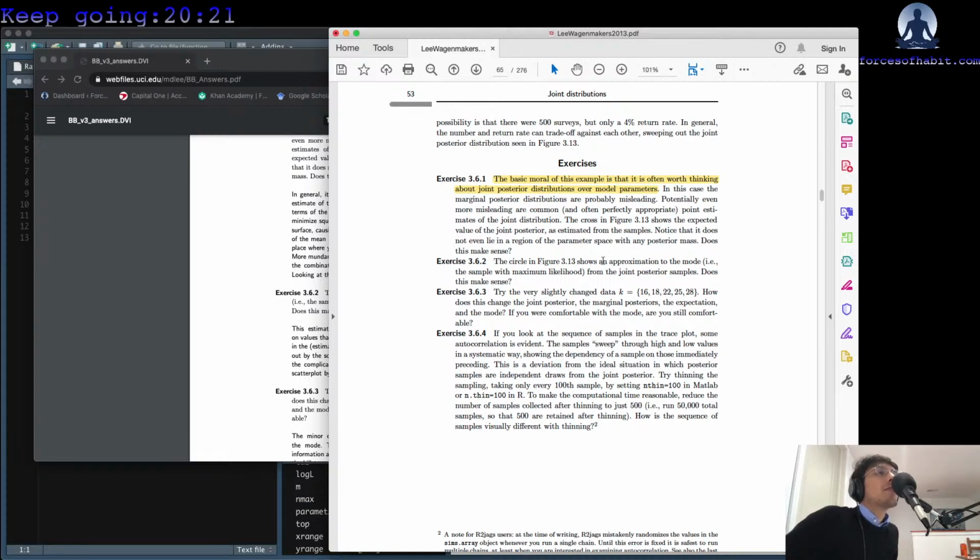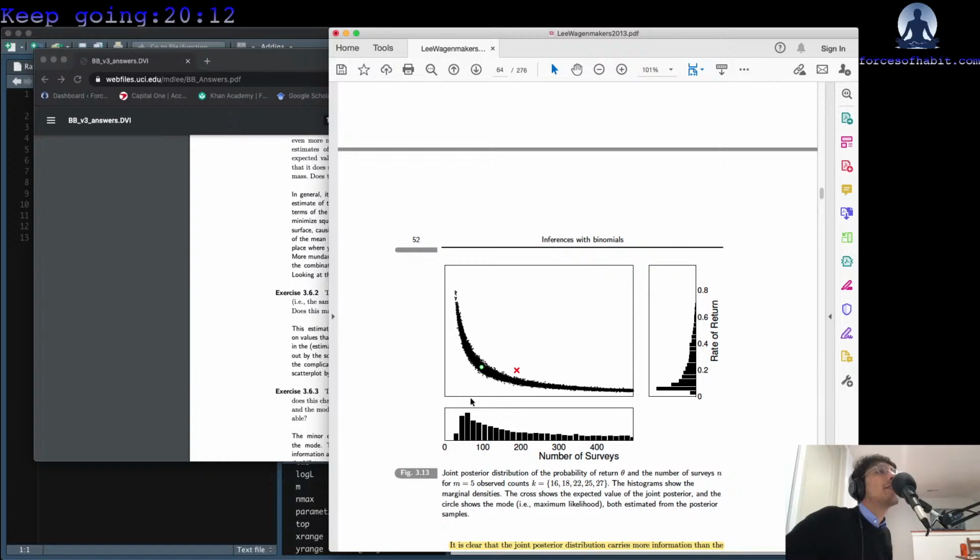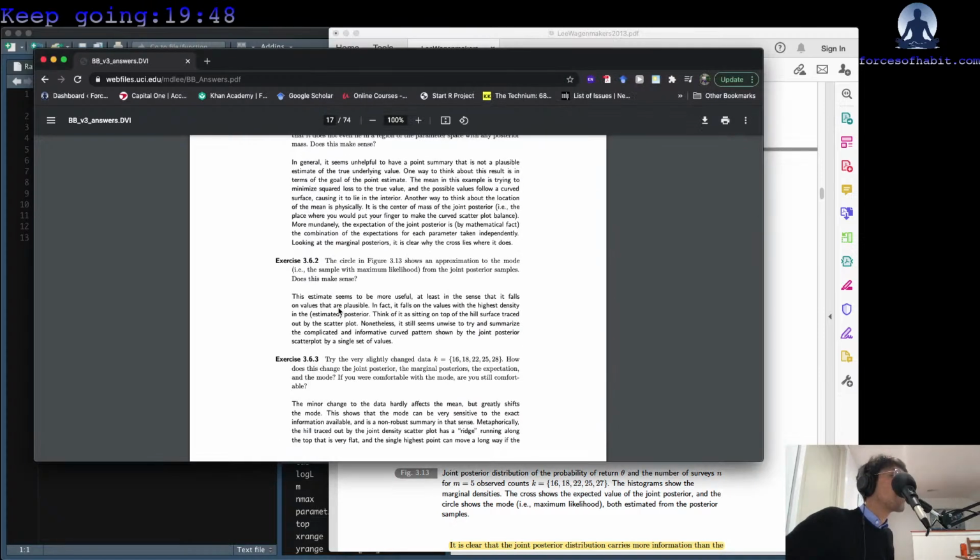The circle shows an approximation to the mode. So where do we see most of the density? Most of the density lies for samples that are here and samples. So of the combination of these two parameters, where is the highest probability, right? Falls in value is the highest density in the estimated posterior. Think of sitting at the top of a hill surface traced out by the scatter plot.